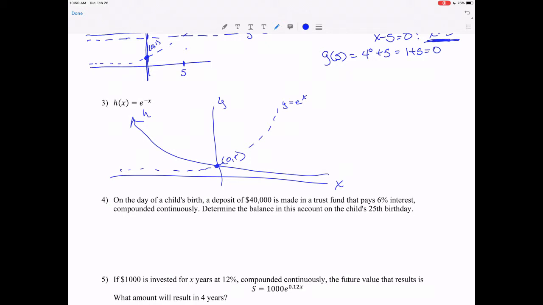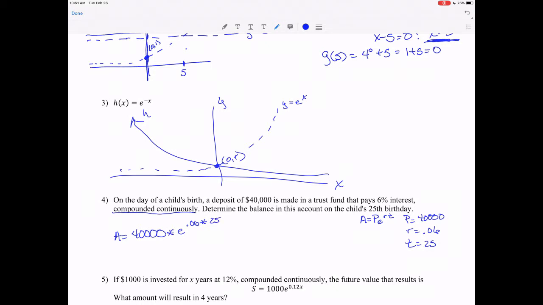So on one day a child deposited, and because it tells me it's compounded continuously, I'm going to use PERT. So that's A equals P e to the RT. And I want to know on the 25th birthday. So P, the amount I deposit, is 40,000. My interest rate is 0.06, and my T is 25. Okay? And so I just put it in there. So A equals 40,000 times e to the 0.06 times 25.